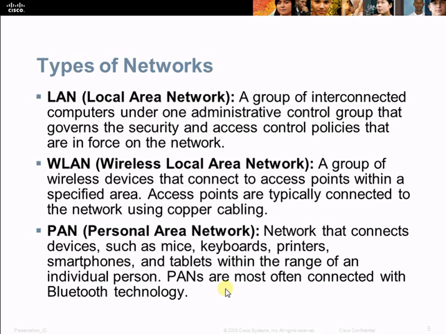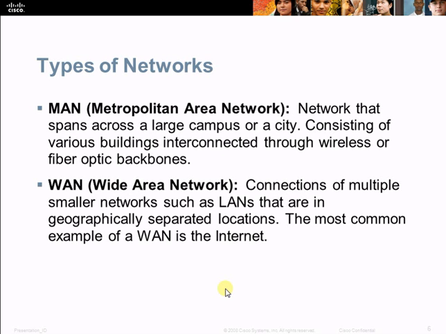It's our networks that we're usually using Bluetooth for. So for our keyboards, printers, smartphones, tablets, we have this local network that we're creating just personally for ourselves. Then we have a MAN, which is our metropolitan area network. This is a network that could span across a large campus or a city, and it can consist of various buildings, and they could be connected wirelessly or with fiber optic backbones.